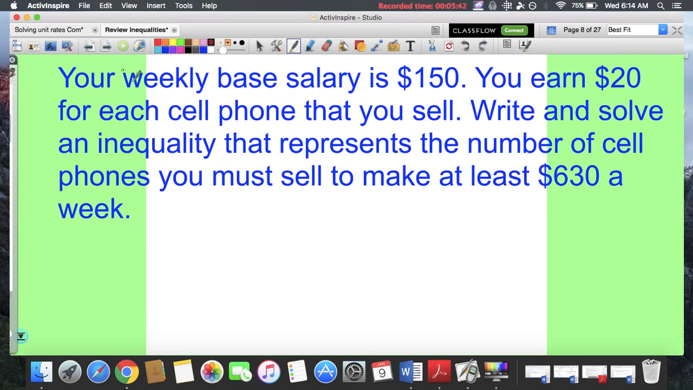Okay. So, your weekly base salary is $150. You earn $20 for each cell phone that you sell. Write and solve an inequality that represents the number of cell phones you must sell to make at least $630.